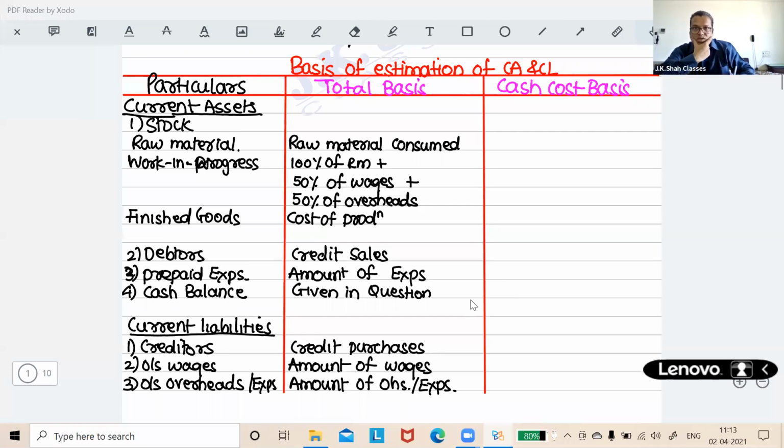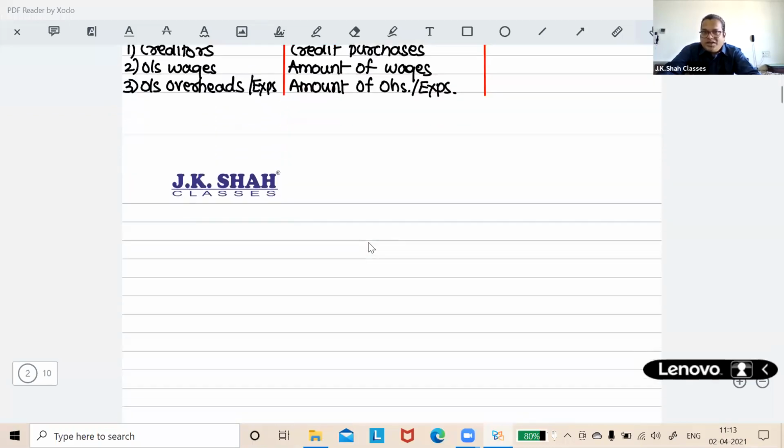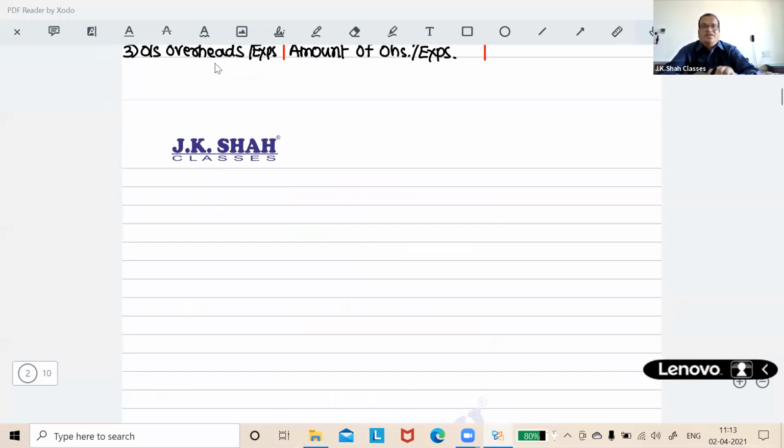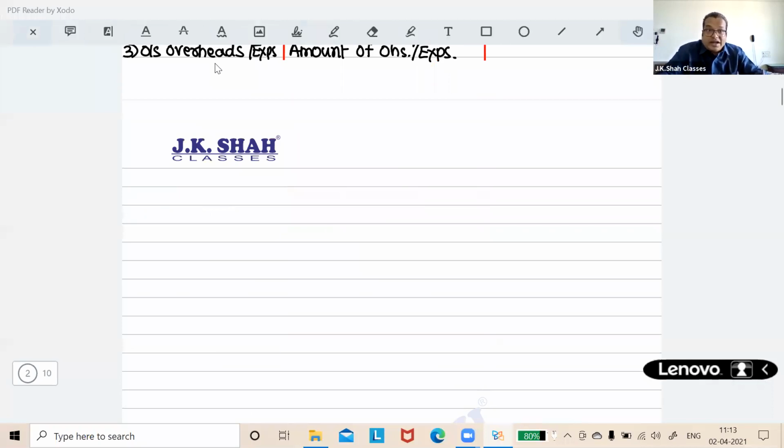So let's do one thing. Let's say total basis is TB, cash cost basis is CC. Let's say there's an argument going on between total basis people and cash cost people. Each one is trying, as we do, to justify our stand. So like that, there is an argument going on.